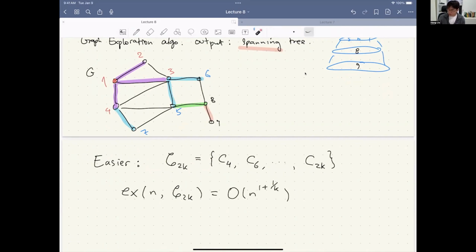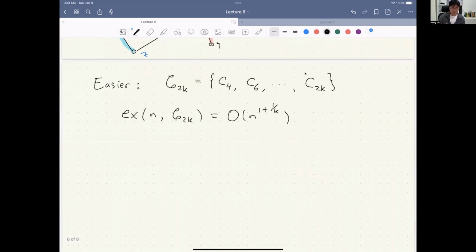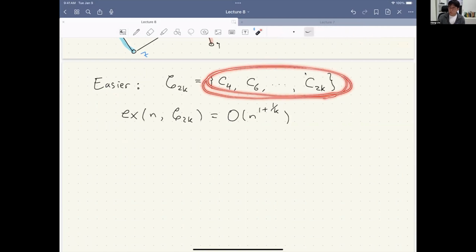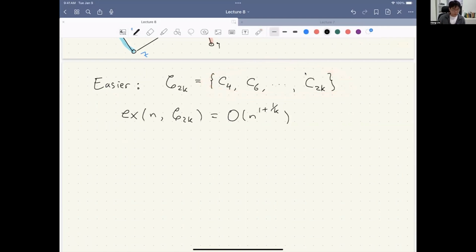Here, the difference is, in the original problem we only forbid one graph. Here, instead of forbidding only C_2k, we also forbid all the shorter even cycles. And it turns out that when we forbid all the shorter even cycles, the proof is very, very simple. So using BFS, here's the proof. Take a BFS search, you get a spanning tree T. Let's say the root is x. You have all its neighbors here.